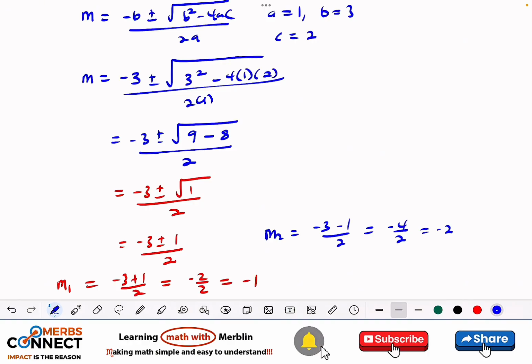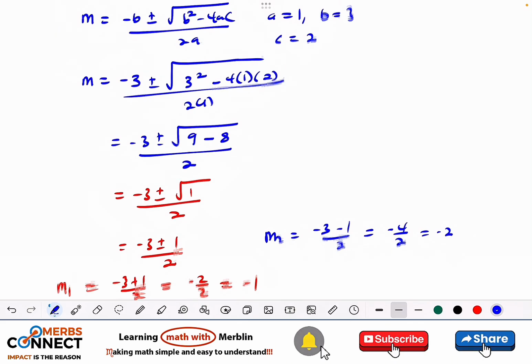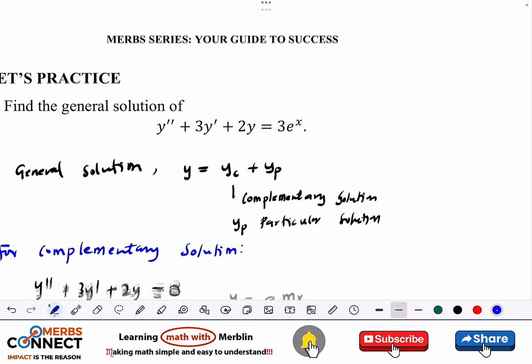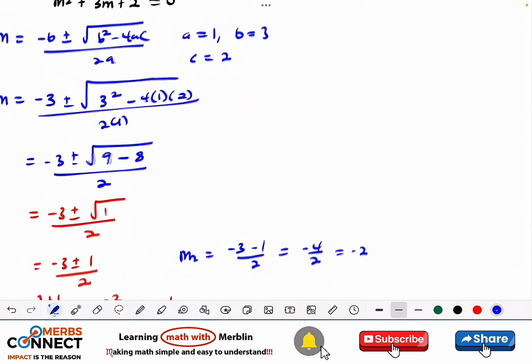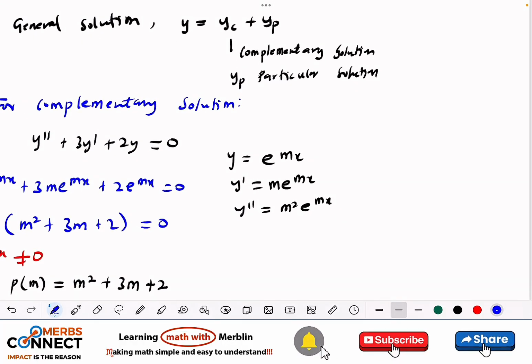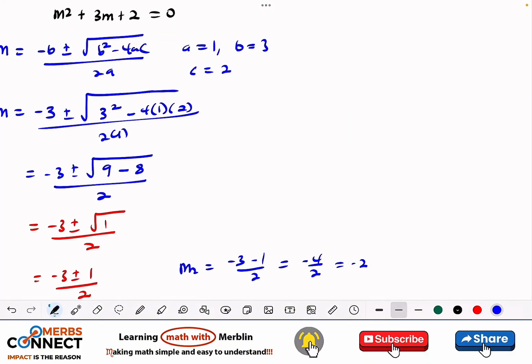So we've gotten m1 and m2, and they are distinct. So we know how to write the complementary solution for this. When they are distinct, I'll write the complementary solution somewhere here. If it was homogeneous, we would call it a general solution, but this is non-homogeneous, so we are going to call it a complementary solution.